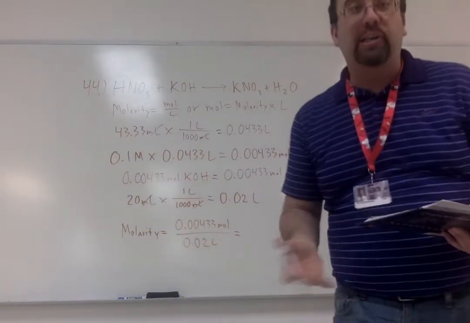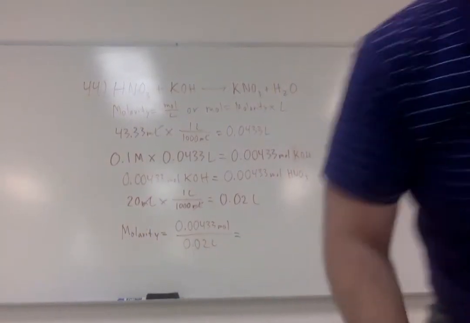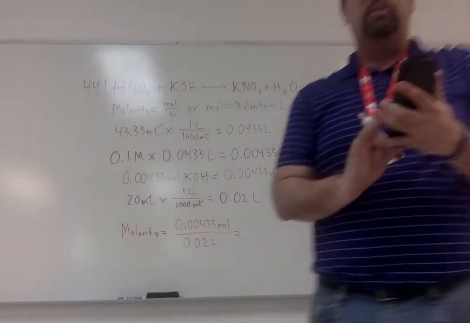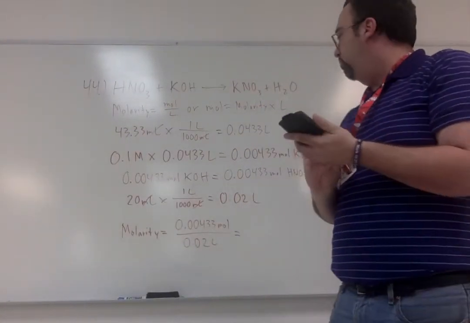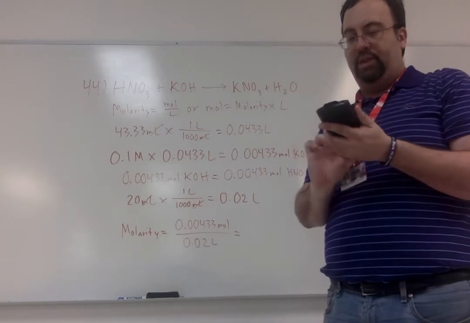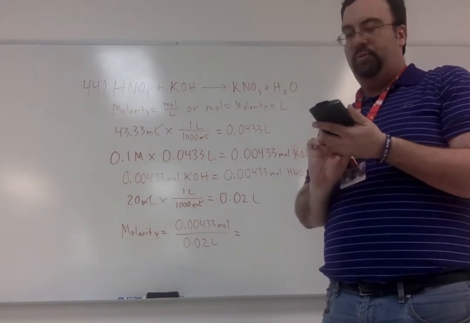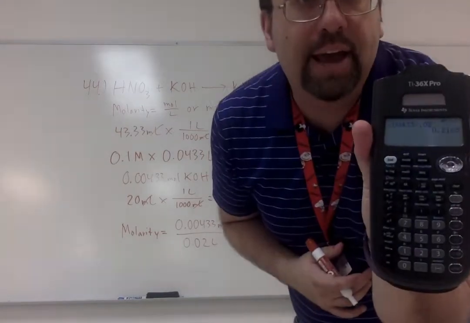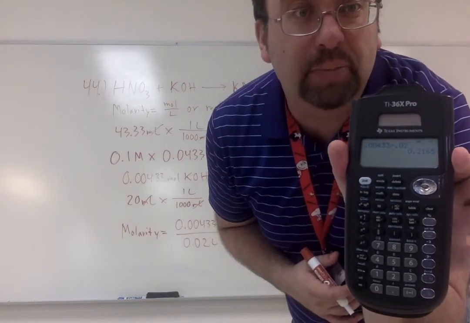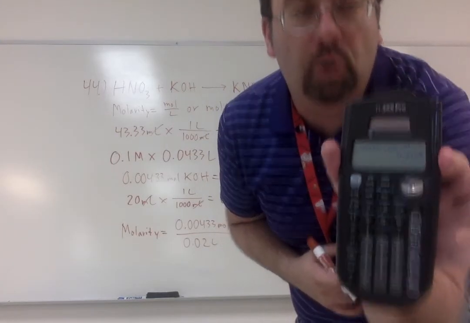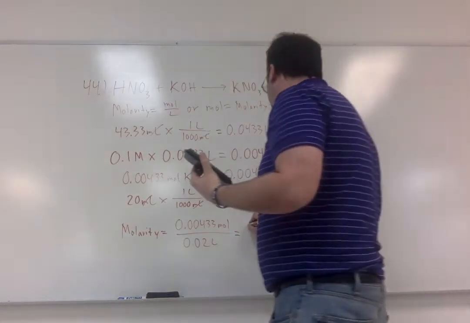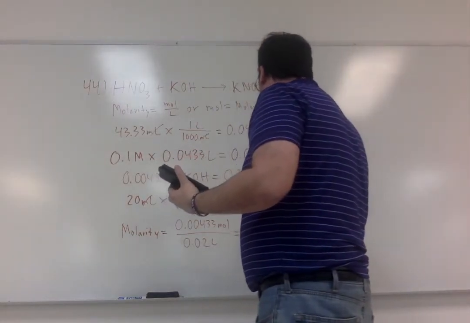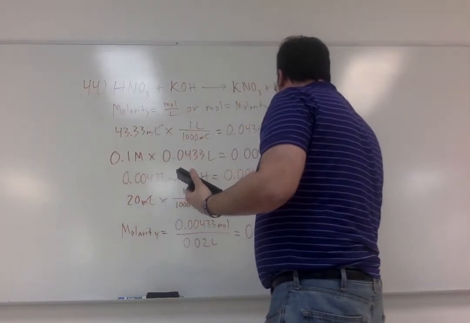I will need a calculator at this point, so hold on just a second. Here's my calculator. I'm going to take 0.00433 divided by 0.02. When I do that, I end up with approximately 0.22 molar HNO3. So I'm going to round this to 0.22 molar HNO3.